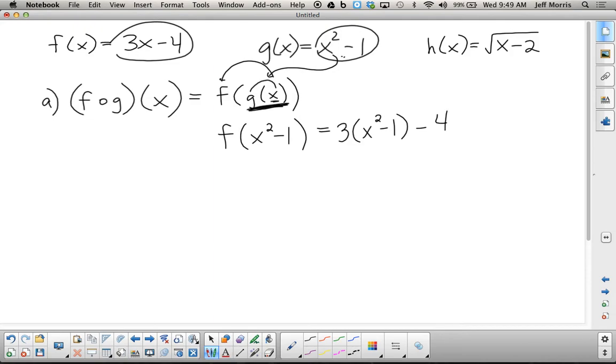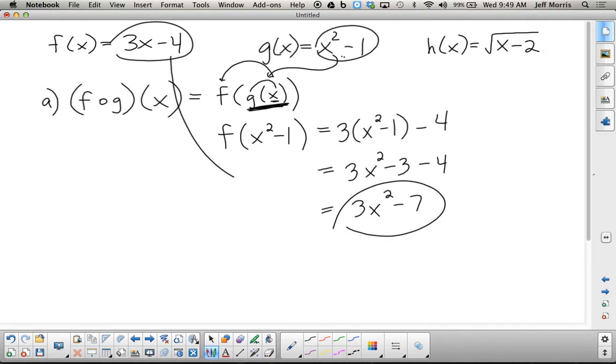Now look at that. This is still function f. Stare at it a second. That's still 3x minus 4, but what I did is I took the x out and put x squared minus 1 in. Do you see it? I'm just replacing it. Simplify it and you've got your answer, and you just did your first composition. Let's distribute the 3, so we get 3x squared minus 3 minus 4. Final answer: 3x squared minus 7. There's your first composition. That's f of g of x.